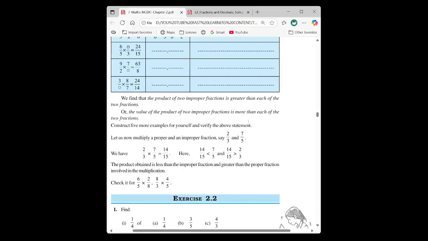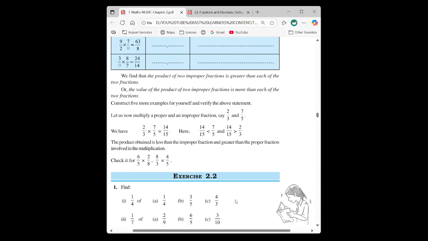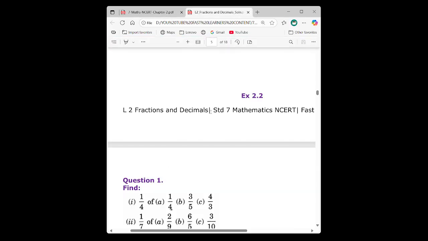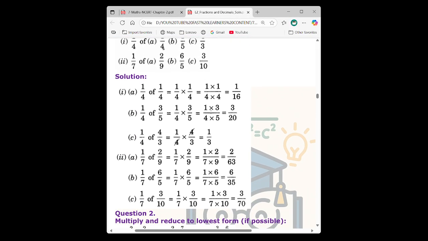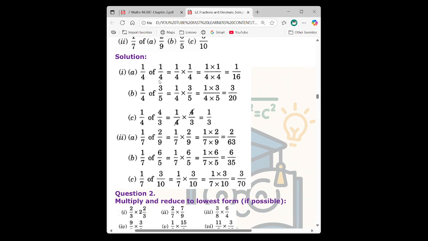So let me just explain you here. You directly multiply these numbers. Let me explain you 2. See, this is the first question. Now 1/4 of 1/4 you have to find out. So you multiply both the fractions. Multiply numerator with numerator, denominator with denominator. Here 1 1s are 1, 4 4s are 16. This is your answer. Answer is in proper fraction, so you don't have to do anything here more than this.